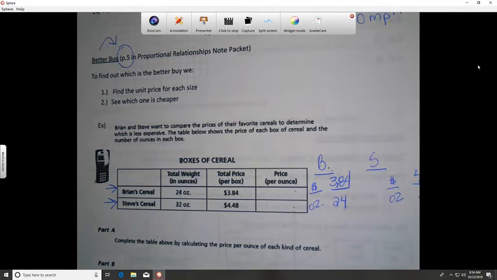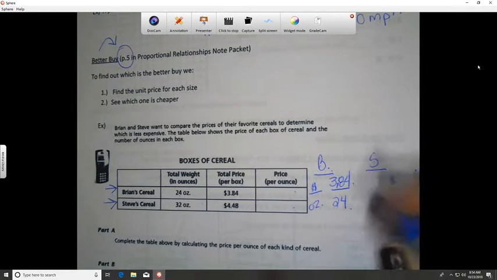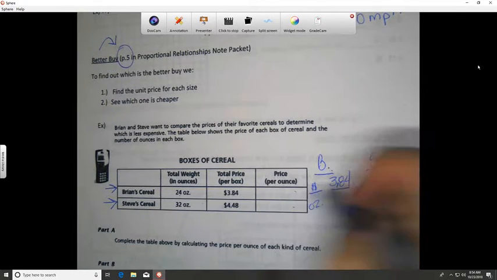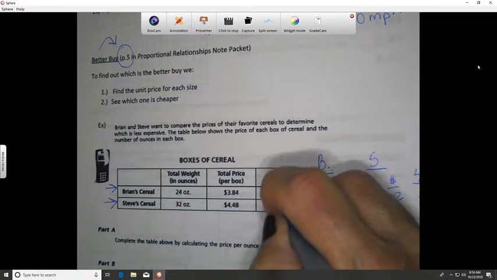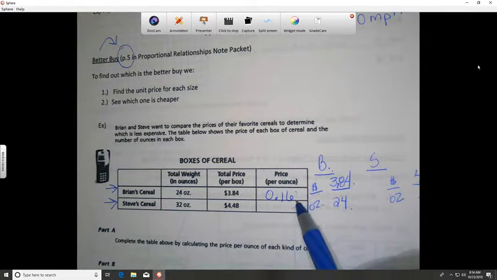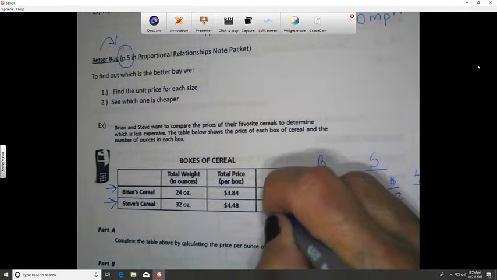Okay, when I divided Brian, $3.84 by 24, Mia, do you have an answer? Loud and proud, honey, what? $16? Here's the decimal. I think this is what you have. What does that say? 16 cents. Yep. And what did Steve get when you divided? Annetta? I think that's what you said.